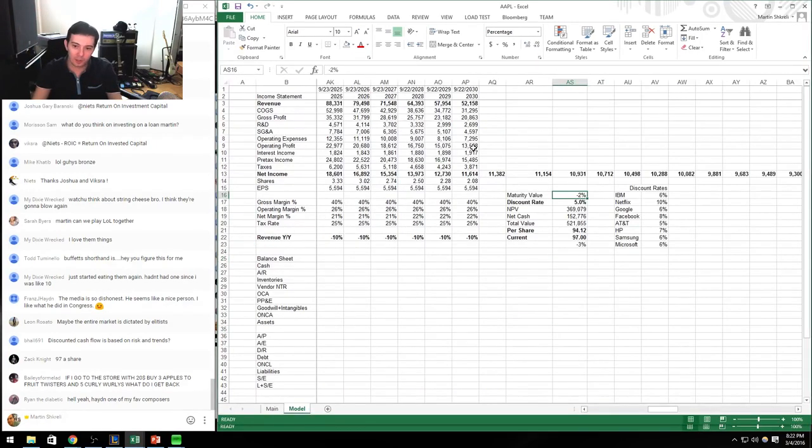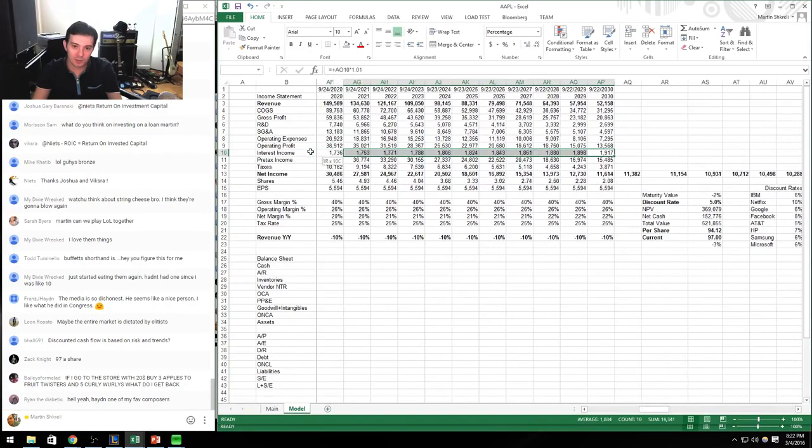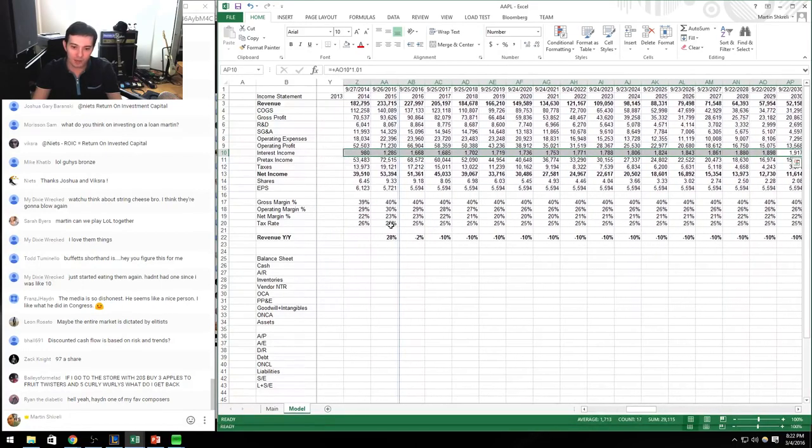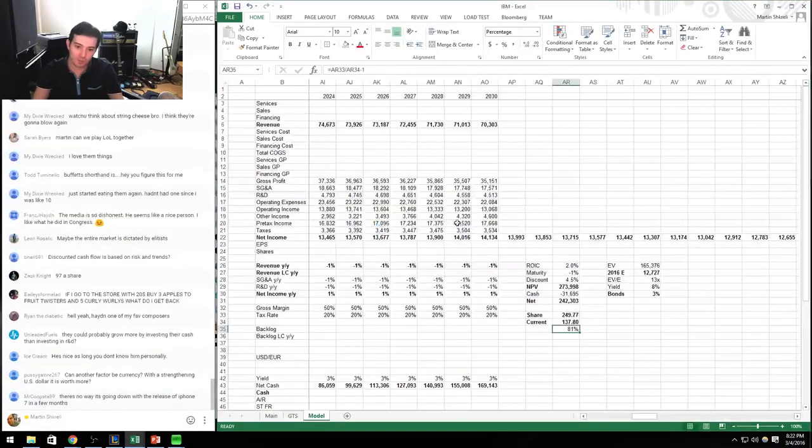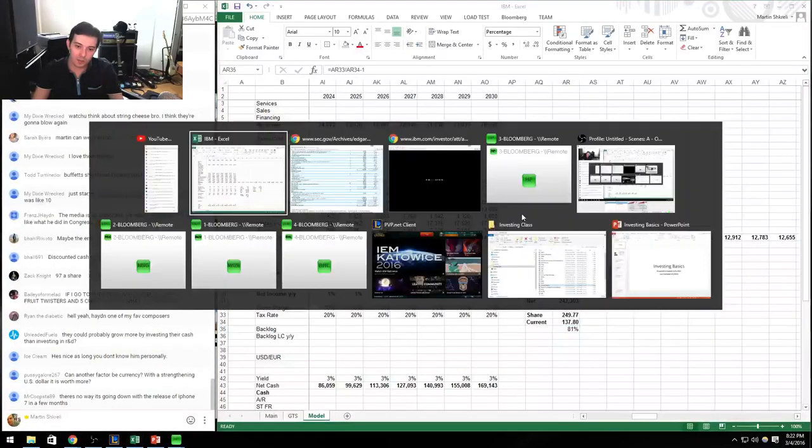Now for Apple, we didn't do this ROIC concept, so we should do that at some point too. But we'll be building all of these models at the same time. Let's go back to IBM.